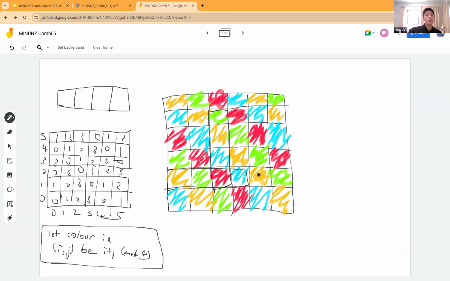That means that the number of blue tiles we cover up is equal to the number of red tiles we cover up, is equal to the number of yellow tiles we cover up, is equal to the number of green tiles we cover up.